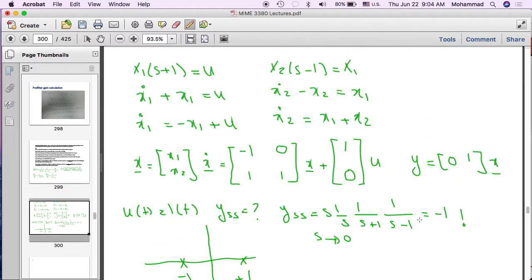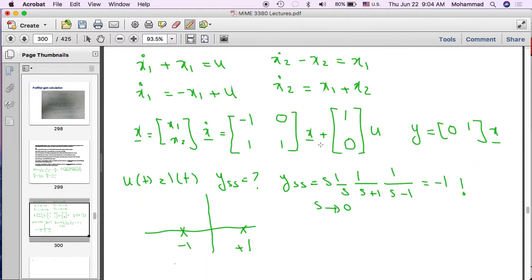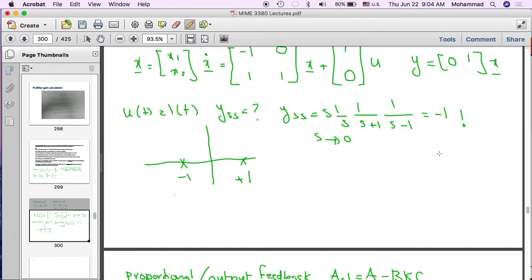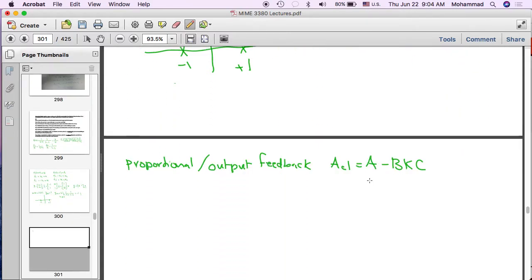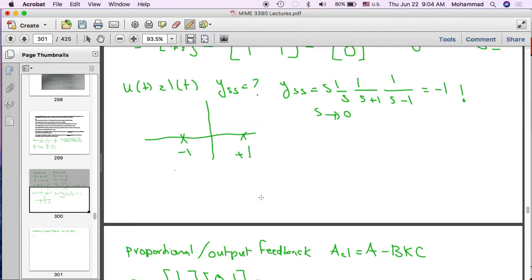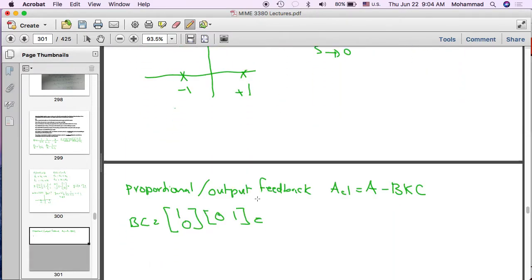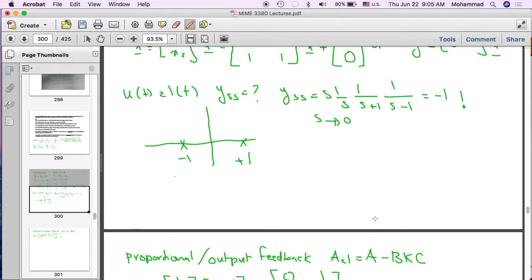Okay, so find B times C. So this is your B matrix, this is your C matrix. So B times C is [1, 0] times [0, 1]. That gives you a 2 by 2 matrix. Row 1, column 1 is 0. Row 1, column 2 is 1. Row 2, column 1 is 0. Row 2, column 2 is also 0. And our A matrix is [-1, 0; 1, 1].